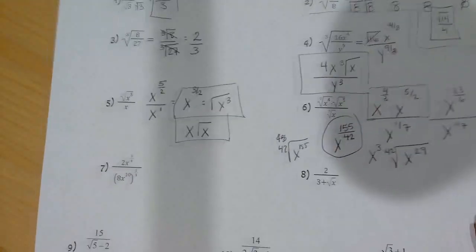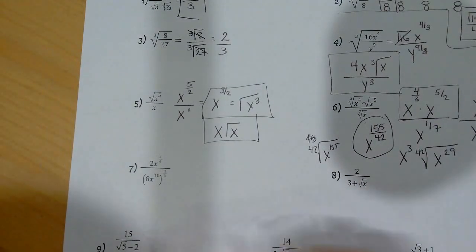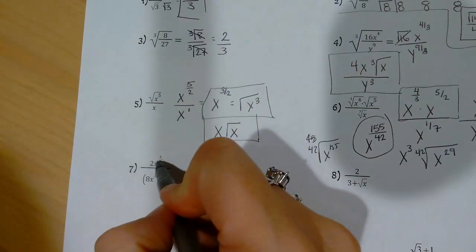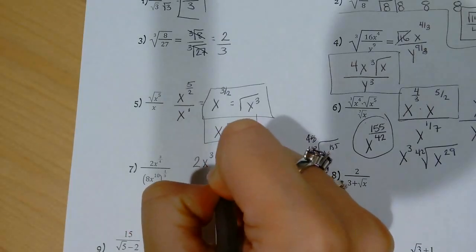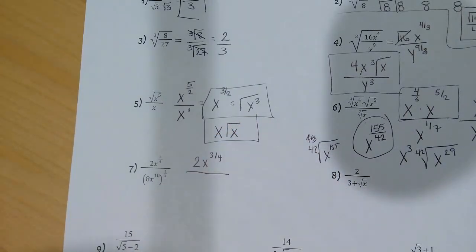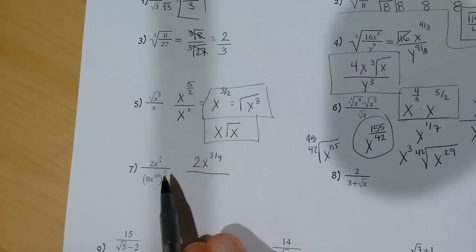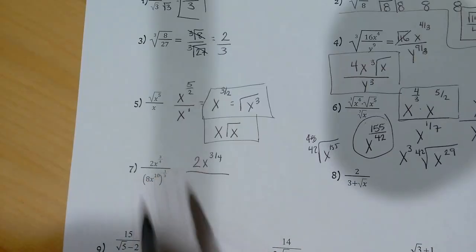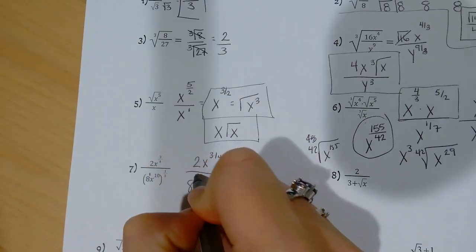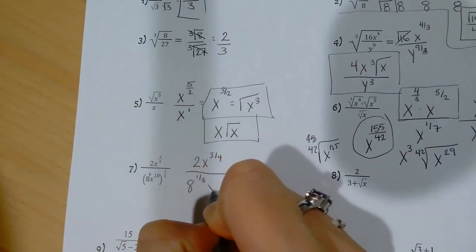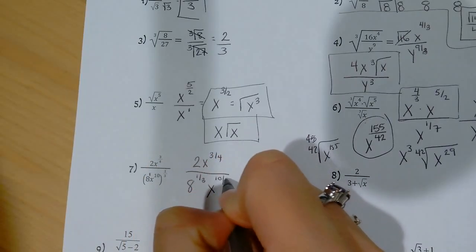All right, we've got one more, hopefully nice review type question to tackle before we get to this new stuff here. So nothing to do on the top. I'm going to leave that as 2x to the 3/4. Okay, now the bottom, remember, everybody in here gets raised to the 1/3. So just to be clear, this 10 is only on the x. My exponent here on this 8 is a 1. So I'm going to get 8 to the 1/3 and x to the 10/3.